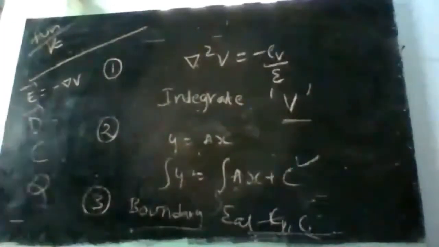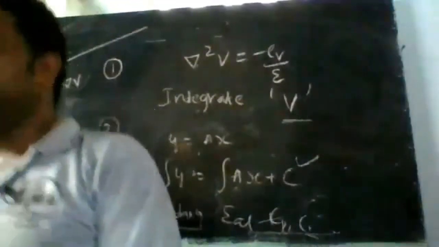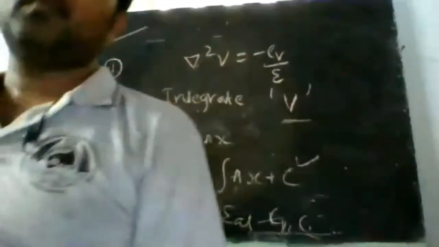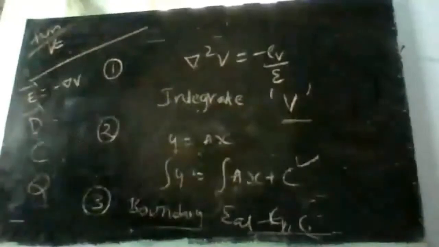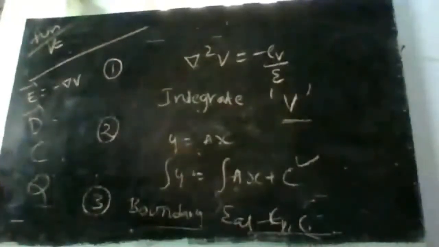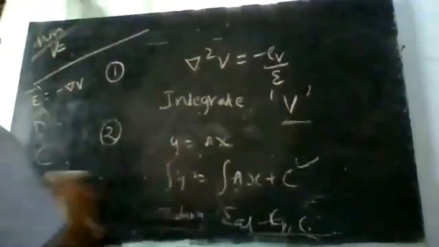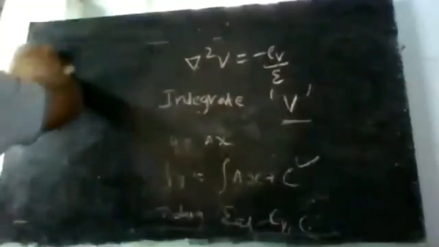Determine the voltage. Determine the voltage as a function of R. As a function of R, determine the voltage as a function of small r, that is radius.